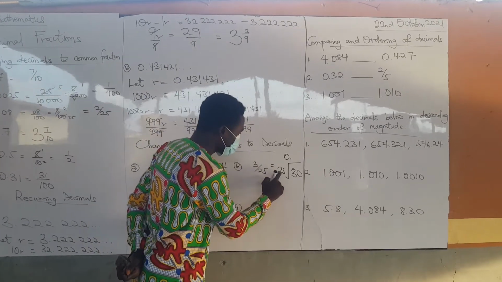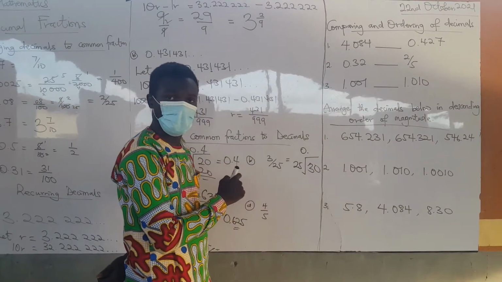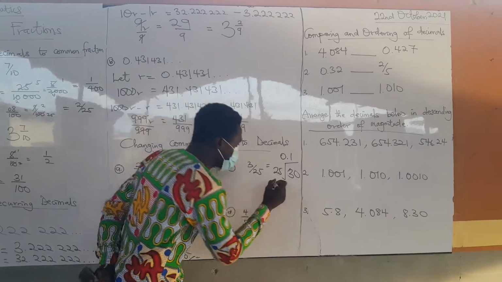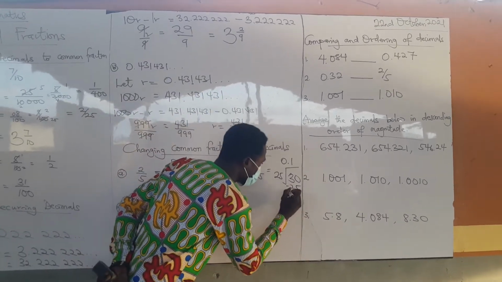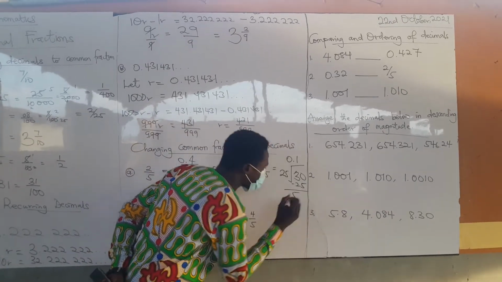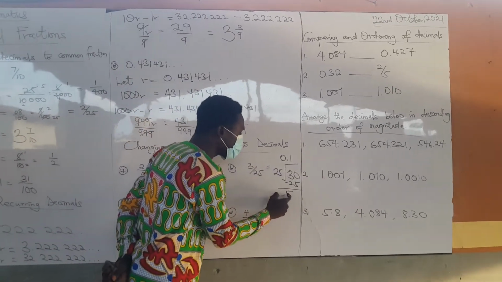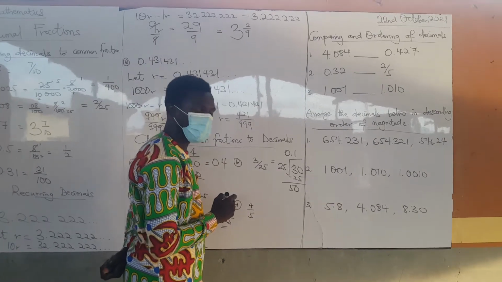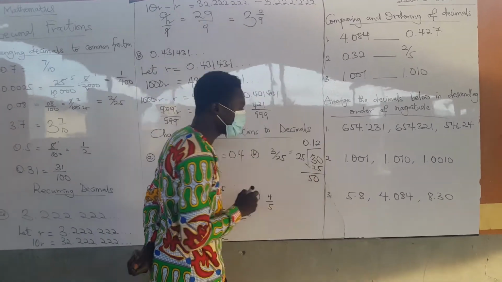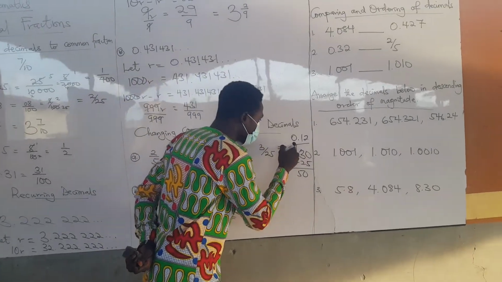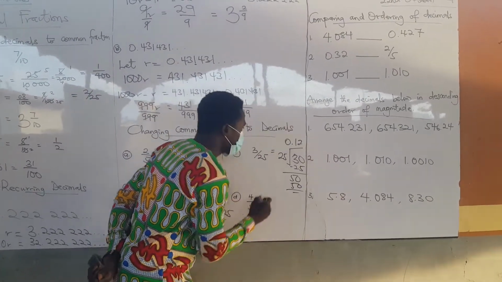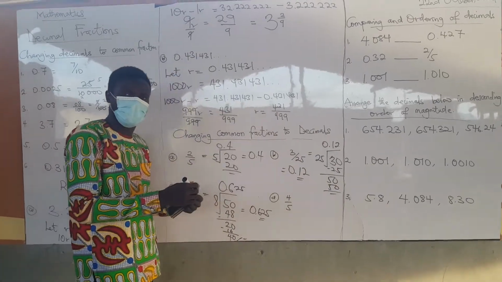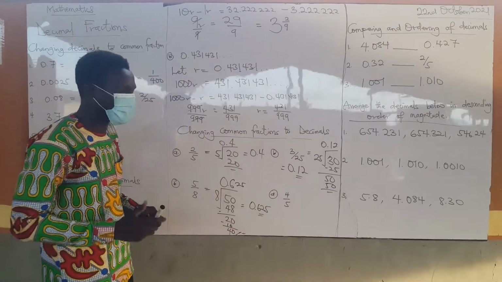So ask yourself, 25 will go into 30 how many times? Once. 25 times 1 is going to give us 25. If you do your subtraction, we are going to have 5. Can 25 now go into 5? No, it can't. So because of the decimal point, we bring another 0 here. Then we say 25 can now go into 50 2 times. So 25 times 2 is 50. Therefore, the decimal for this is 0.12. Remember, the numbers after the decimal point are being mentioned one after the other.